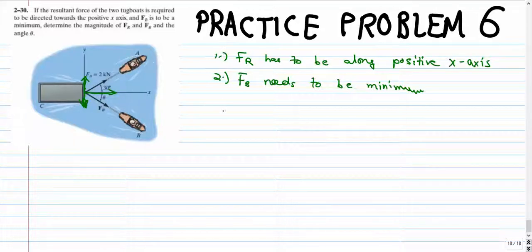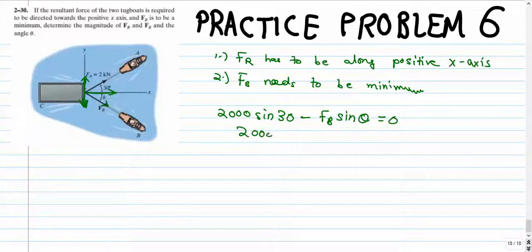Okay, so let's write an equation that says just this. 2000 sine of 30 degrees, this is the y component for the 2000 Newton force, minus Fb sine of theta, this is the y component for the Fb force, has to be equal to 0. And let's just rearrange this. So as we can see from this equation, the y components of both the forces are equal in magnitude.